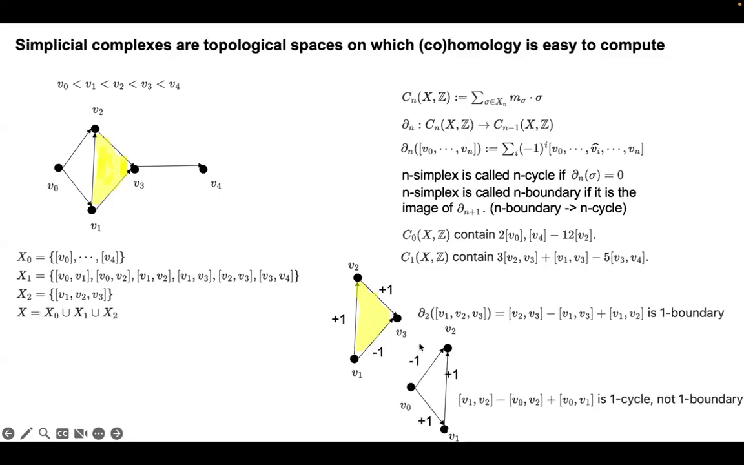This is quite similar, but V1V2 minus V0V2 plus V0V1 is a one cycle in this case, but it does not come from the two simplex, so it's not a one boundary. So you can see that a boundary must be a cycle, but the converse is not true. Homology measures how many n-cycles are not boundaries in the simplicial complex. In this case, I only consider degree 1, but we can do it for any degree. That's the meaning of degree n homology.